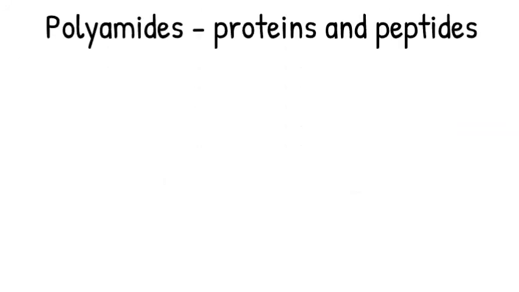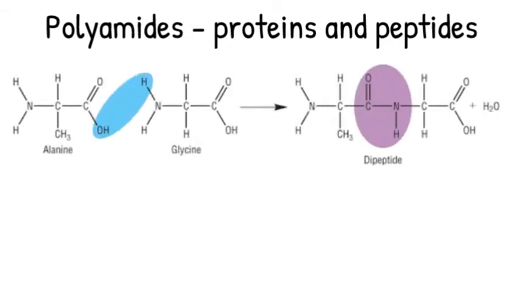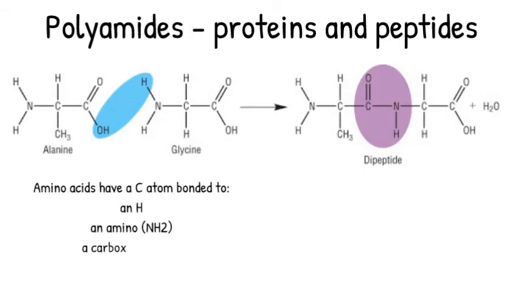Our first special example of polyamides are actually proteins and peptides. A peptide is just a small protein. The monomers for proteins are called amino acids. You can see a couple of examples here, alanine and glycine. Each amino acid has a central carbon atom bonded to a hydrogen, an amine group, NH2, a carboxyl group, COOH, and a side chain. These are varied, and the side chains give the amino acid its identity. Note that only glycine has a side chain of hydrogen, and so it is the only one that cannot form optical isomers, as it doesn't have 4 different groups attached to a chiral carbon.